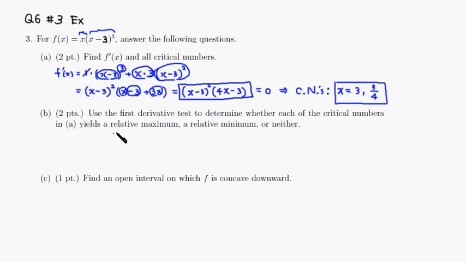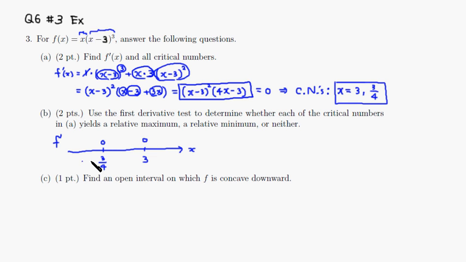Then we're going to use the first derivative test to see if 3 and 3/4 gives us a local max or local min, or it could be neither. So let's look at that. Let's do a number line. I place tick marks for 3/4, and then you have a 3. Then we look at the sign of the first derivative. We know that the first derivative is 0 here, and 0 at x equals 3 as well.